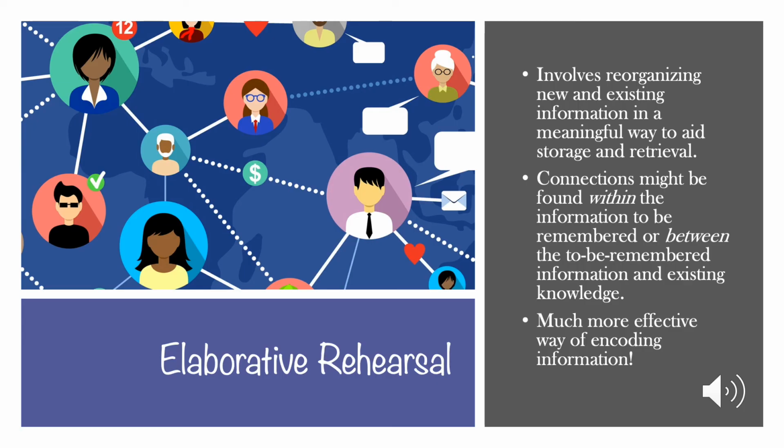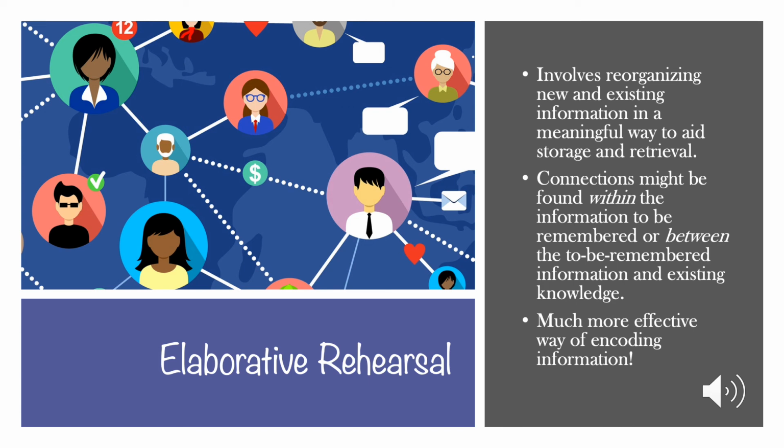The other way is elaborative rehearsal. This is a much more effective way of encoding information. It involves reorganising new and existing information in a meaningful way to aid storage and retrieval. There are two connections that you can find in order to do this. It might be found within the information to be remembered, or between the to-be-remembered information and existing knowledge. So if you're trying to remember a list of words, you might find a connection between those words that you have to remember. You might make an acronym out of them, or you might relate these words to something in your own life.